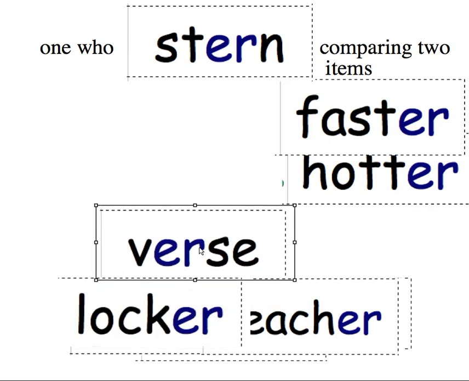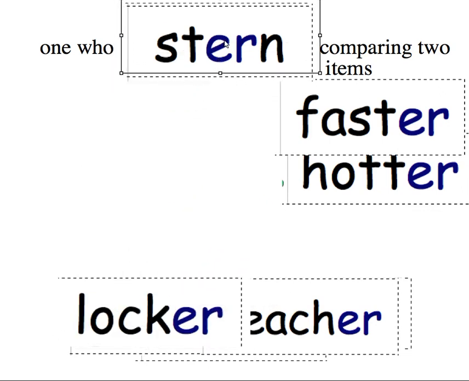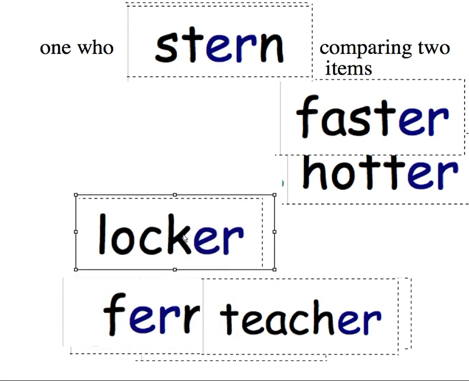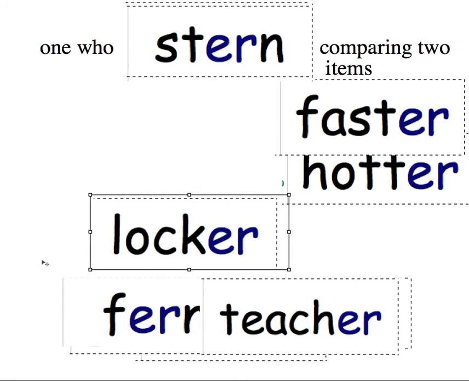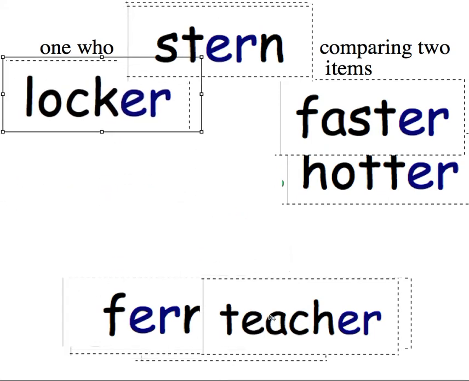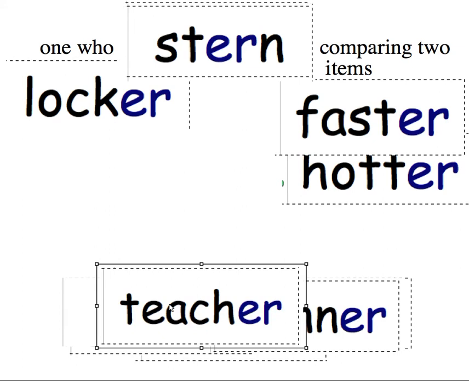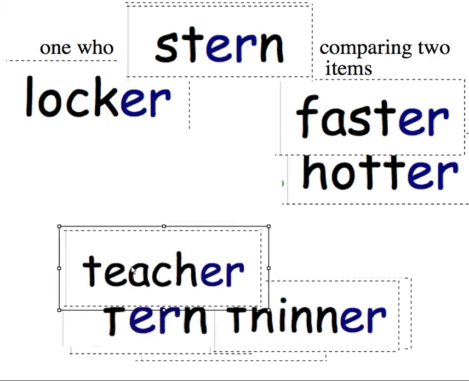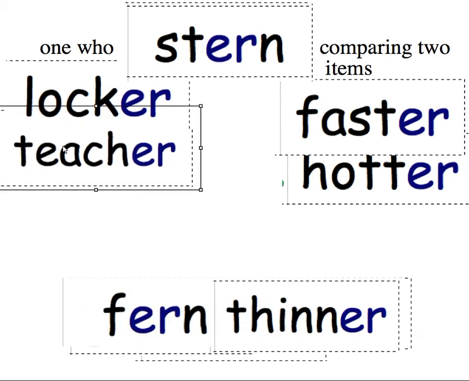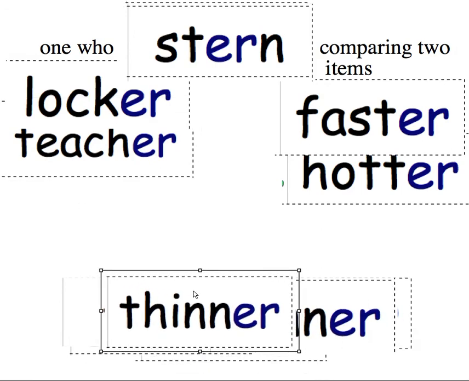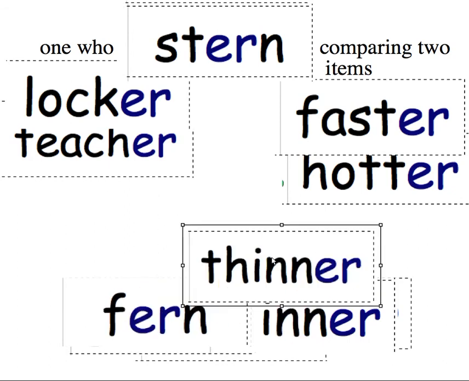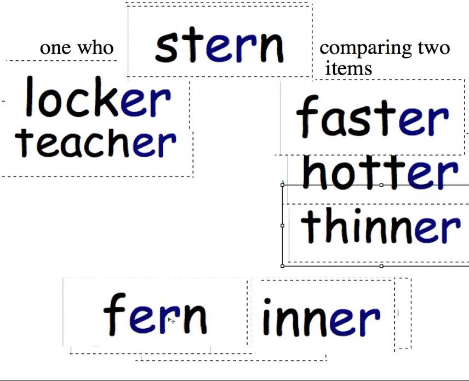How about verse? Where does verse belong? Neither one. Locker. Is locker someone or something that locks, or is it comparing 2 things? Ah, it's something that locks. Very good. Teacher. Does the ER at the end of teacher mean one who, or is it comparing 2 things? You're right, it means someone who teaches. Very good. How about thinner? Are you comparing 2 things, or is it one who? Very good. That pencil is thinner than the other.